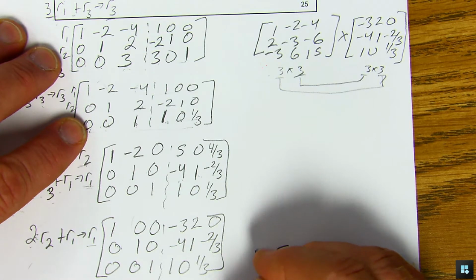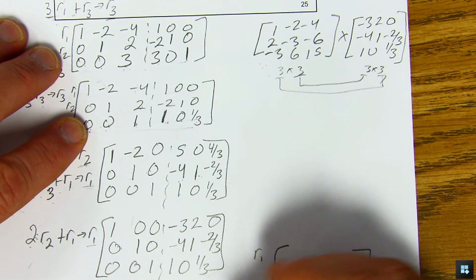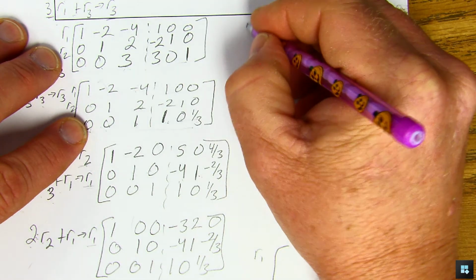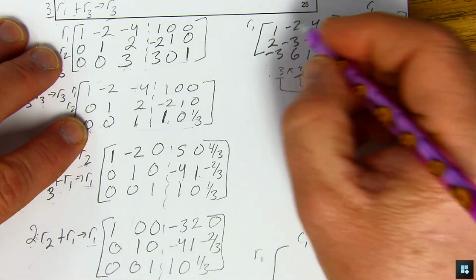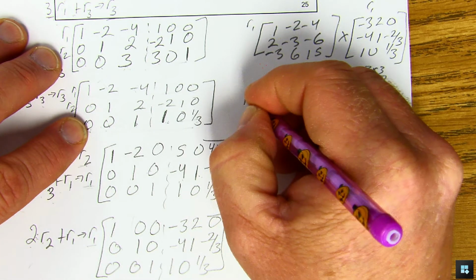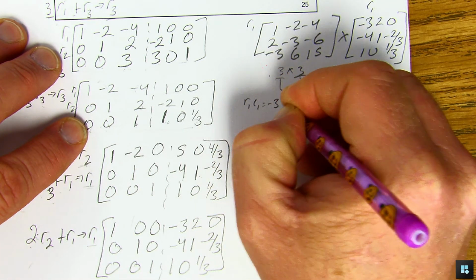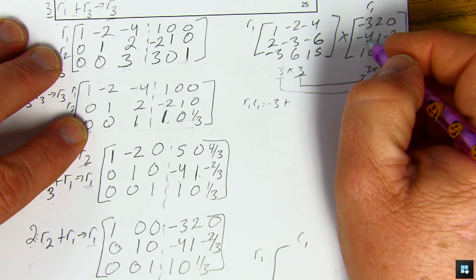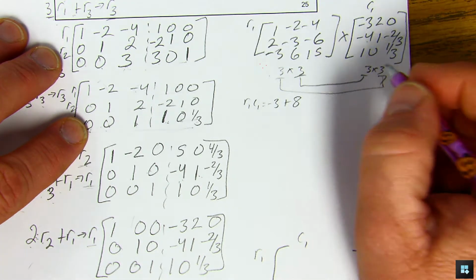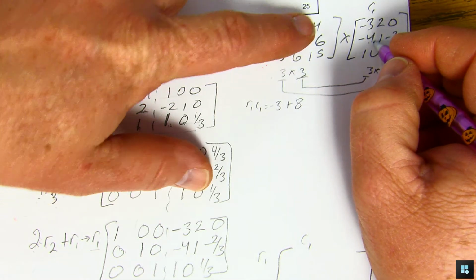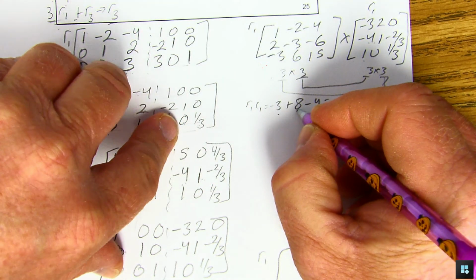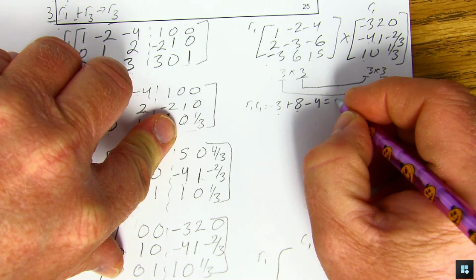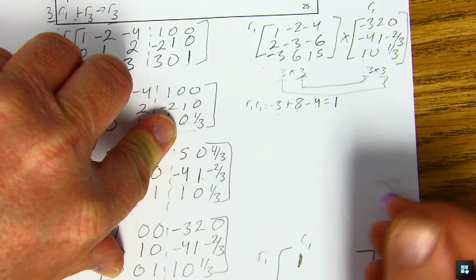So to find row 1, column 1, I have to take row 1 times column 1. So I take 1 times -3, negative 3, negative 2 times negative 4, 8, negative 4 times 1, negative 4. Negative 3 plus 8 is 5, plus negative 4 is 1. So that 1 goes right there.